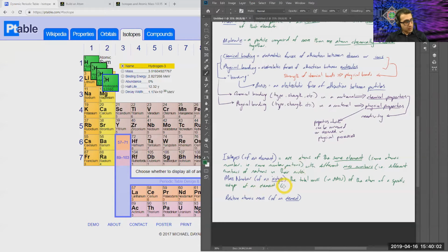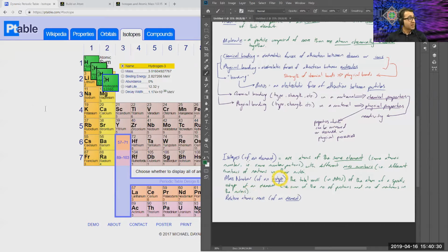Now, to all intents and purposes, i.e. id est, what this means is it's the sum of the number of protons and the number of neutrons in the nucleus of that atom, of that isotope.